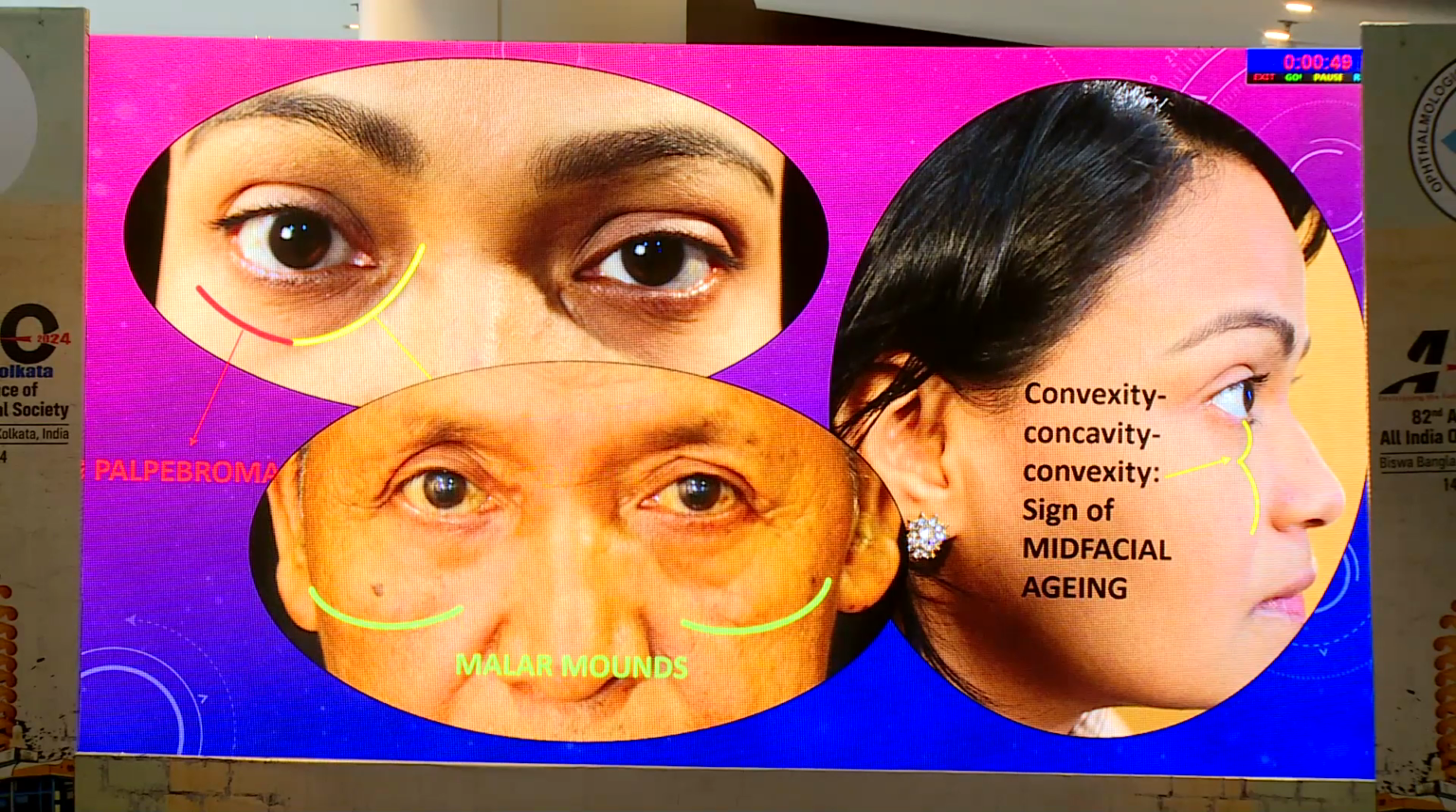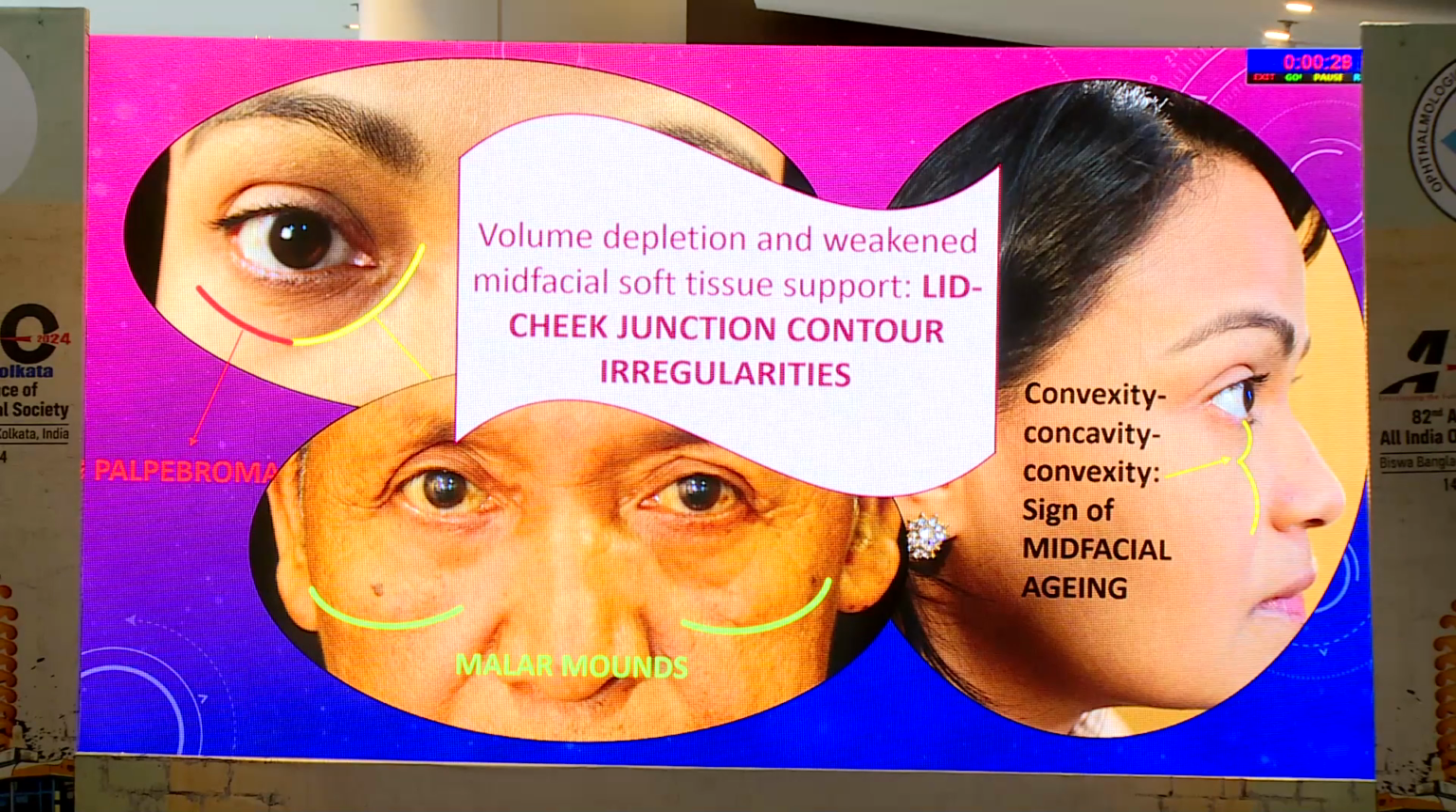So normally the lower eyelid is in continuum with the cheek, but due to age-related changes which occur in the mid-face, you can see that there is a convex, concave and convex pattern, which is a classic sign of mid-facial aging and causes a prominent nasojugal fold on the medial side and a palpebromalar fold on the lateral side. Volume depletion and weakened midfacial soft tissue support cause the loss of lid-cheek junction and contour irregularities.